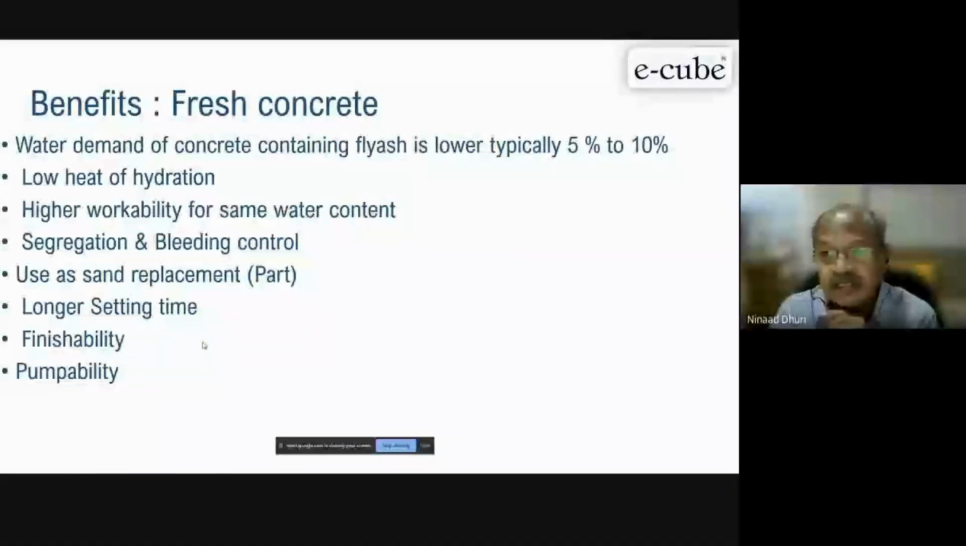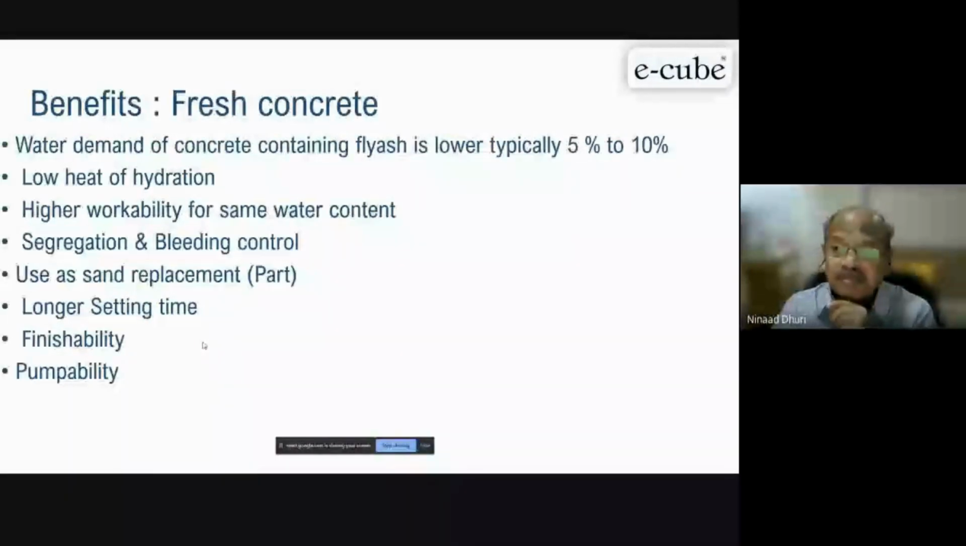Finishability is excellent. You get very good finish. You must have heard about this Bandra Worli sea link. They have used around 50% replacement of fly ash for their foundations, because these are all marine structures. High volume fly ash concrete they have used.